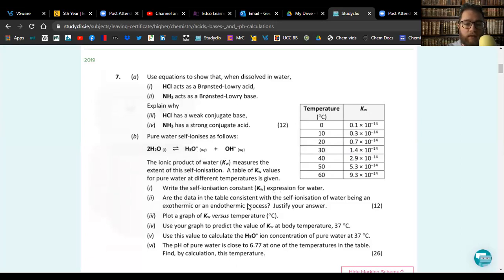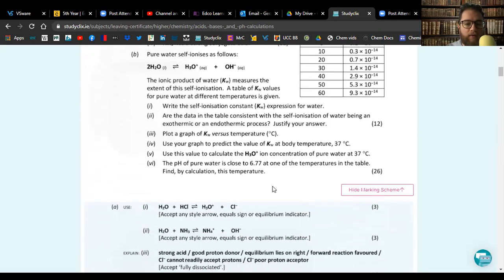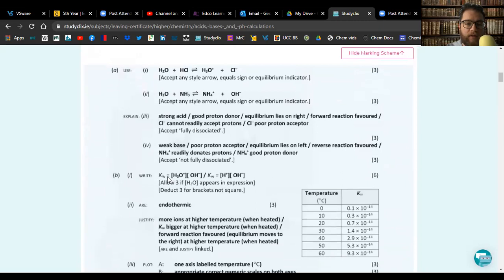And you can see that there are 12 marks going for part 1 and part 2. Turns out that there's 6 marks going for this part 1. And if we look at it here, you can see that the Kw is equal to the H plus concentration by the OH minus concentration. And there were 6 marks going for it. Important to note that they took away 3 marks if you didn't include the square brackets. So that's how important the square brackets are. Even if you put them in as round brackets, it says deduct 3 marks for brackets not square. So very important that your brackets are square.